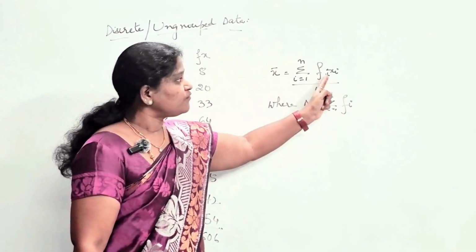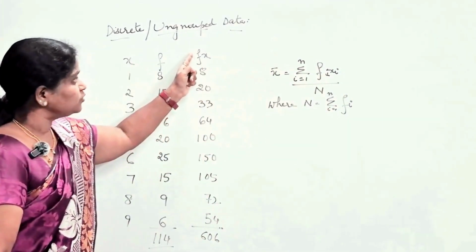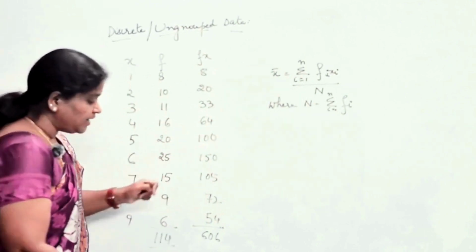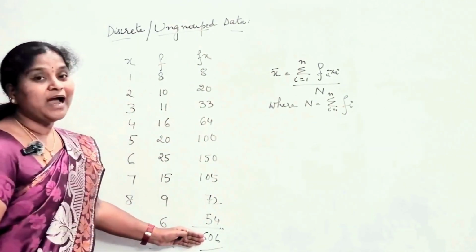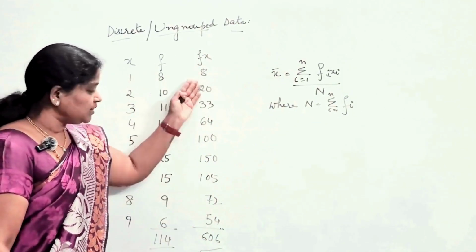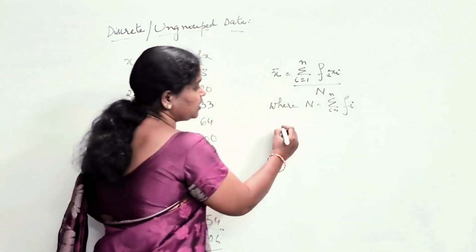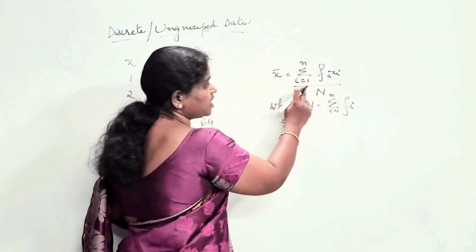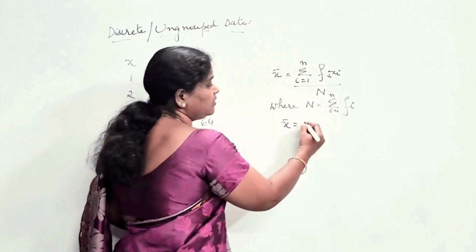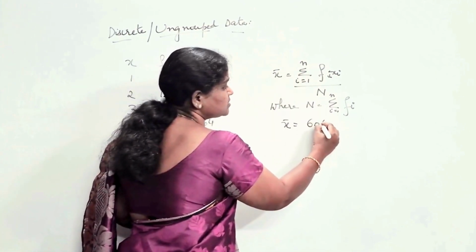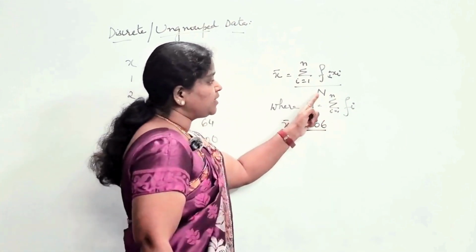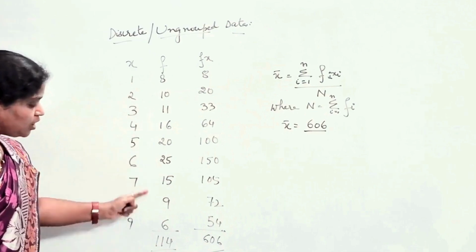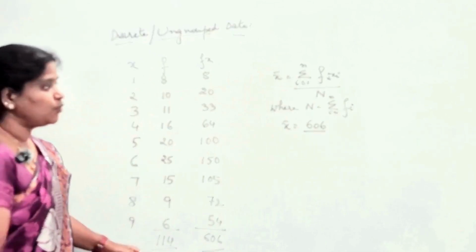To find fi into xi, we need to multiply all the values of f into x, and for summation, we need to add the values of all these fx. So we'll substitute here to find x bar. X bar is equal to sigma fi xi for all i runs from 1 to n, that is value 606 divided by capital N. What is capital N? Sigma fi. That is the total of all my frequencies, which is 114.